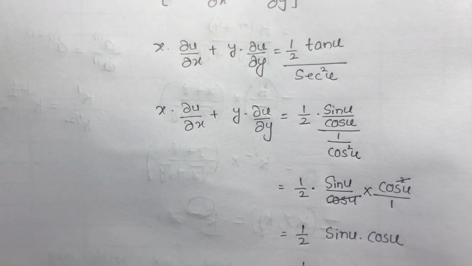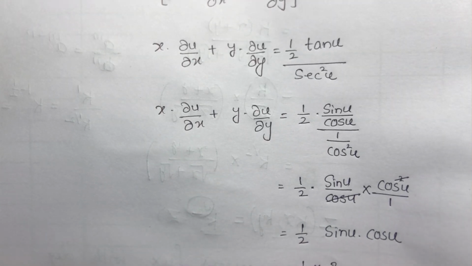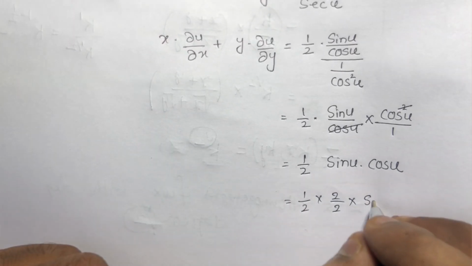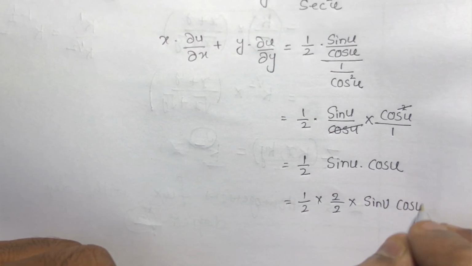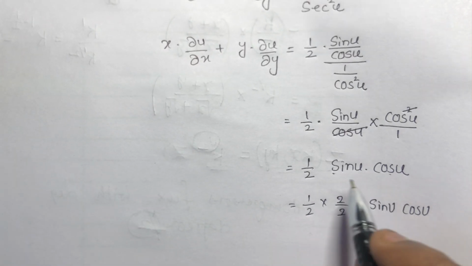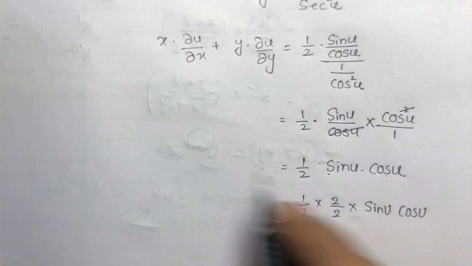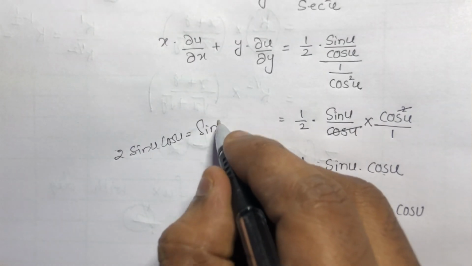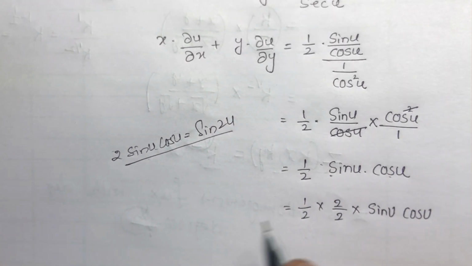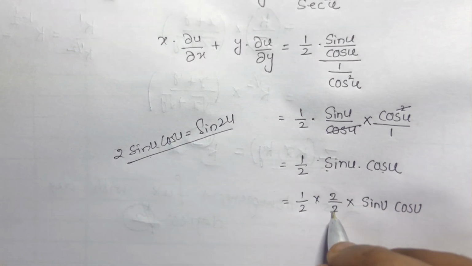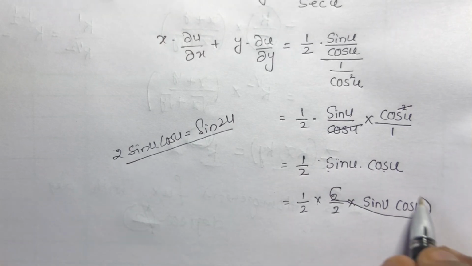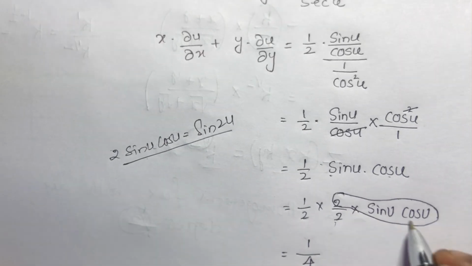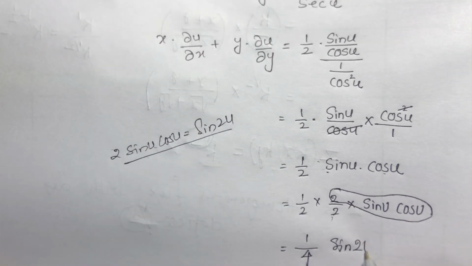So 1 by 2, multiplying and dividing with 2, gives 2 by 2 into sin u cos u. Here I have sin u cos u. If I have 2 sin u cos u, I know 2 sin u cos u is equal to sin 2u. It is a trigonometry formula. The 2 is missing, that's why we multiply and divide with 2. So this total part becomes 1 by 2 times 2, which is 4, so this total becomes sin 2u.